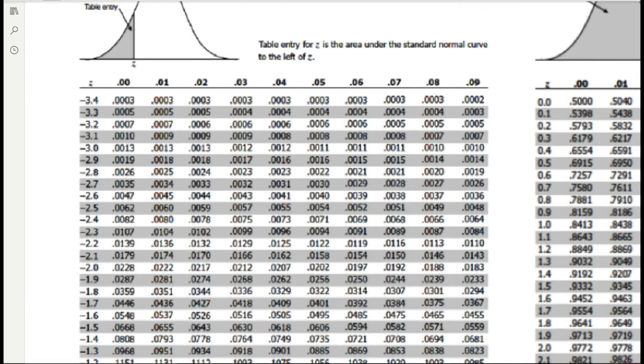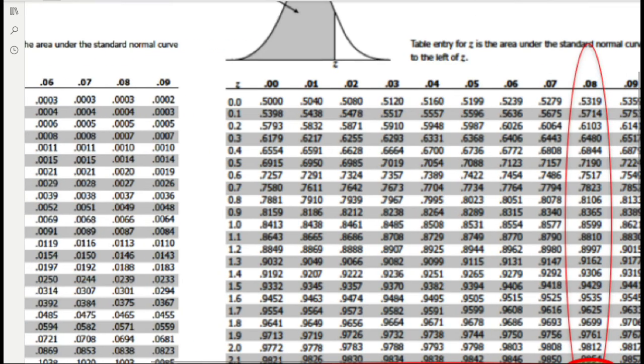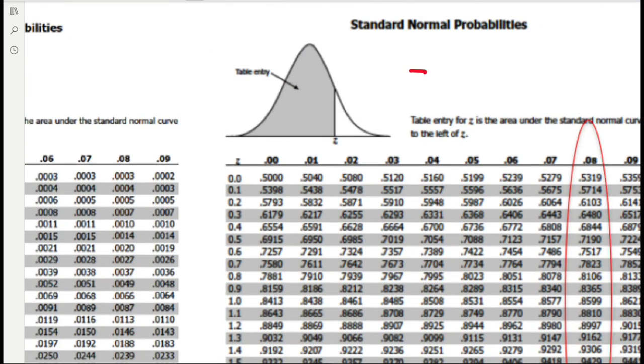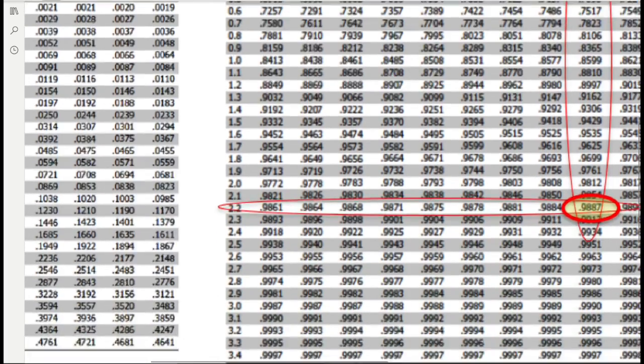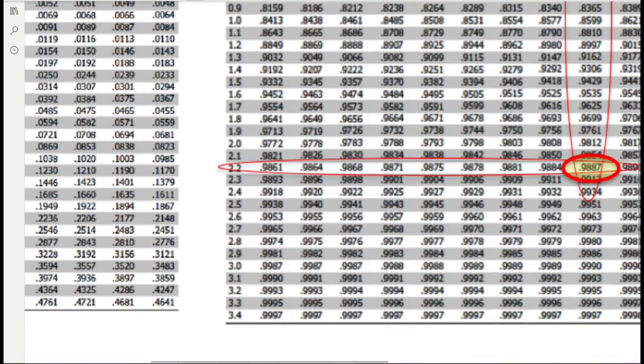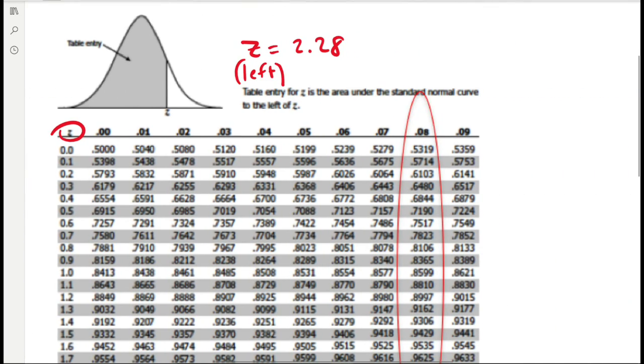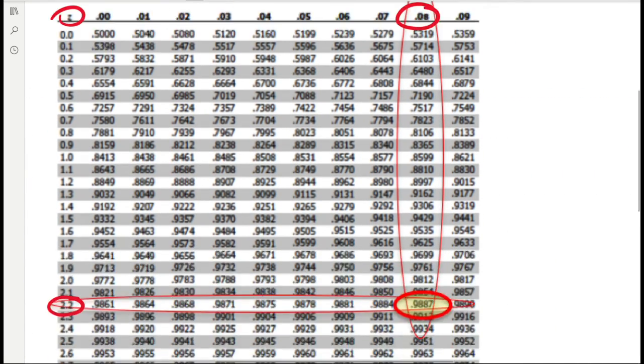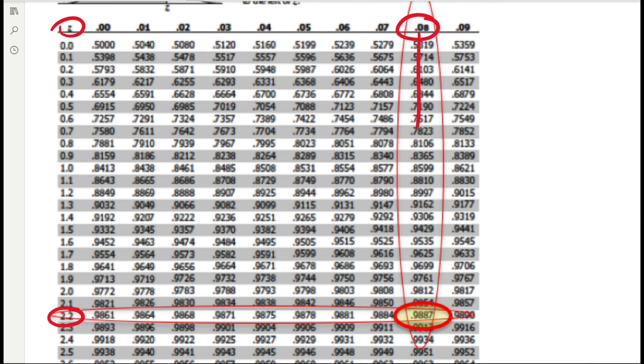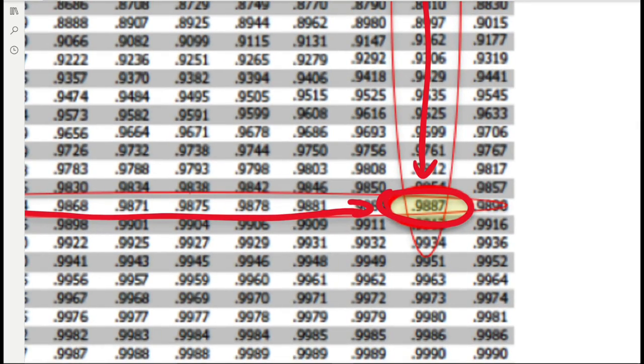Let's say you're interested in a z value of 2.28. Z equals 2.28, and you want to find the area to the left of that z-score. Then you're going to look this up in the table. You go to the positive z-scores here, so you have positive 2.28, that is your decimal, and between those you will locate your area. In this case the area is 0.9887.